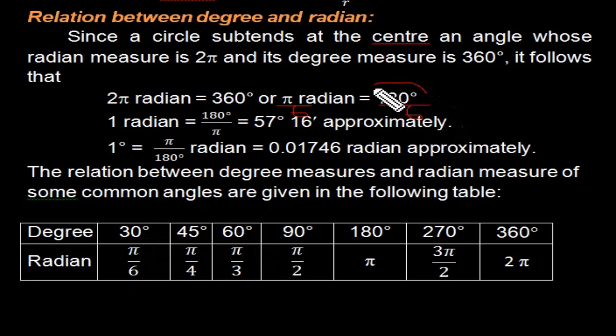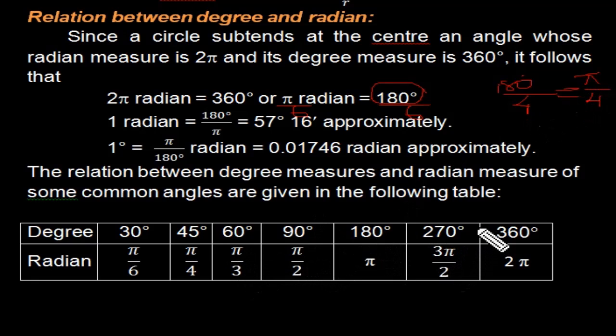How to change this 180 degrees to 45? So what will you do? 180 divided by 4 is 45. So the right hand side also will be divided by 4. What is on the right hand side? Pi radian. So that will be divided by 4, so it becomes pi by 4 radian. That's how we got all these values here.